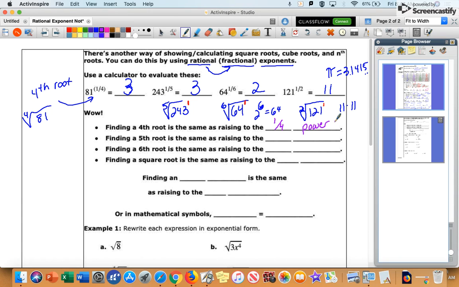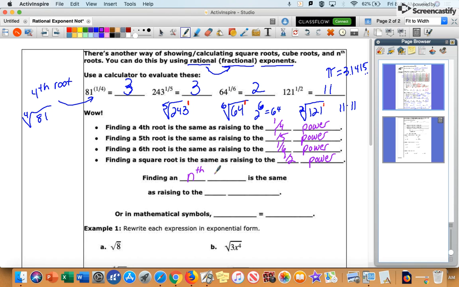What times itself 4 times is equal to that number? Well, that's the same thing as just taking it to the 1/4 power. Finding the fifth root would then be the same thing as the 1/5 power. The sixth root is the 1/6 power, and so on and so forth. So finding the square root is actually the same thing as taking a number to the 1/2 power. We can often use that idea with a fractional exponent for a square root, but we certainly can do this for any root.